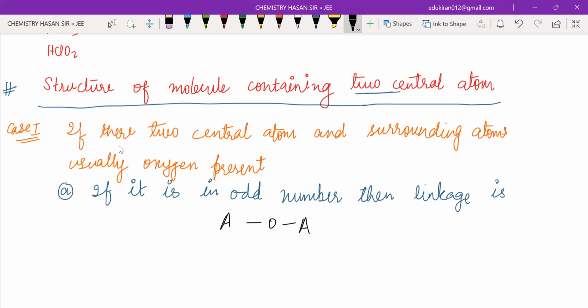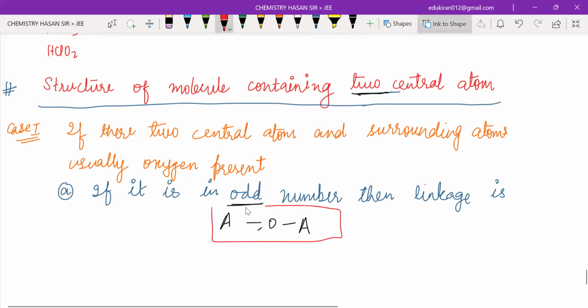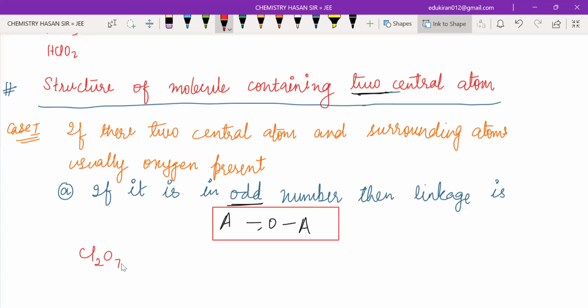Generally, the compounds which have two central atoms are surrounded by oxygen, and we divide this rule on the basis of oxygen. If oxygen is in odd number, then the linkage will be AOA. I'm going to take an example, it's very easy to understand. Let's say we have Cl2O7. If you want to draw the structure of Cl2O7, it's very easy to draw.